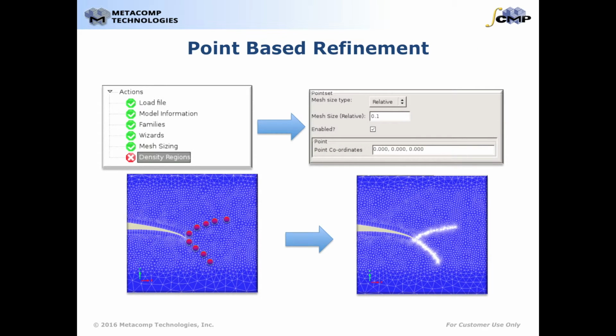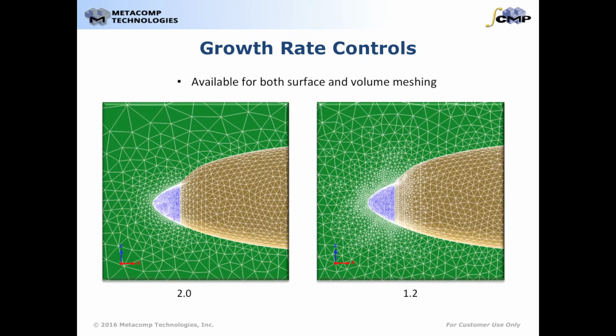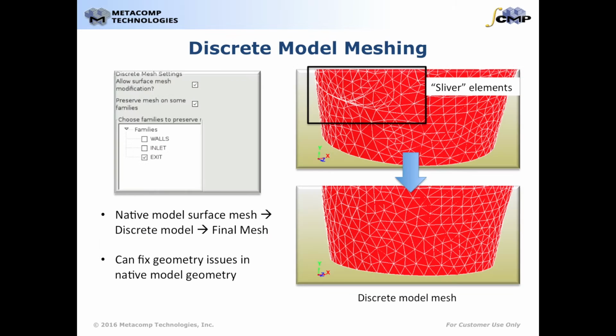IMIME can do point-based refinement, which provides a very flexible capability to do refinements of shock waves or other complex physics that occur away from boundary surfaces. IMIME has growth rate controls, which are available for both surface and volume meshing, allowing for a smoother transition between refined regions and coarse regions.